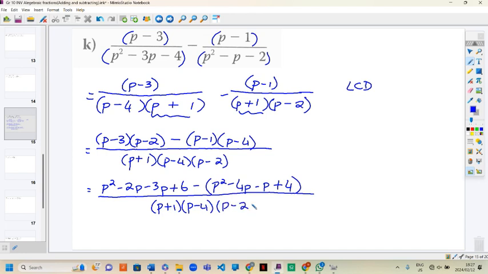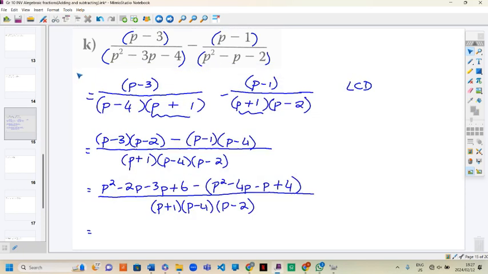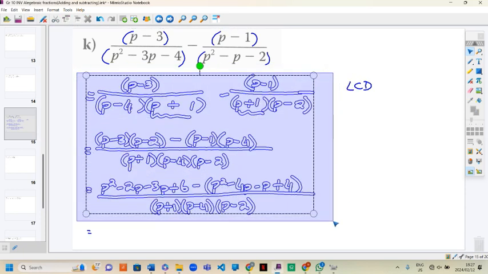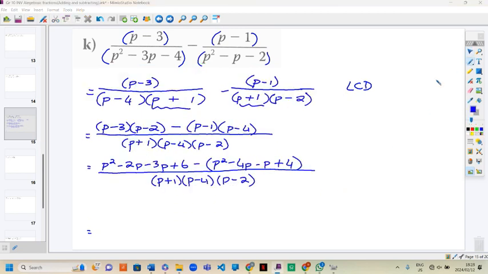Fantastic things. Alright, and that's all over my denominator there, which is p plus 1, p minus 4, and p minus 2. Alright, okay, I can simplify that further. Let me just make the stuff smaller quickly, just for a second, so I can have a little bit more space. A little bit more space here. Right, let's just squish that up. Okay, there we go. Much better.